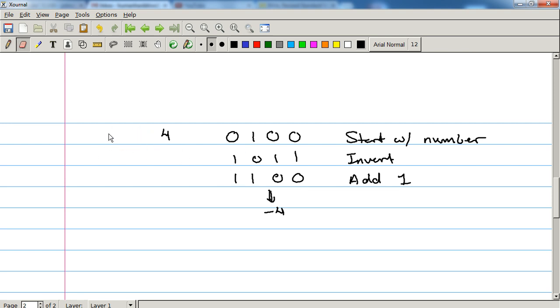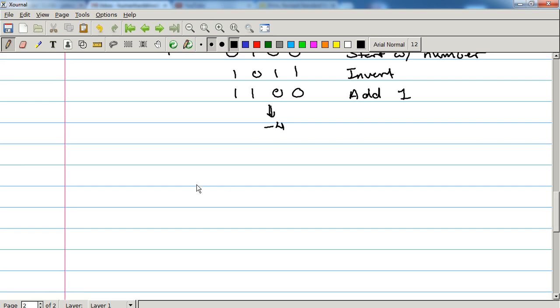Start with the number 4, which is 0, 1, 0, 0. Remember, use one more bit than the minimum number of bits to represent this number. Invert all the bits, and then add 1, and that's how you get the negativization of it. The reverse process also works, so you can start with negative 4, which represented as the 2's complement, as we saw, was 1, 1, 0, 0.